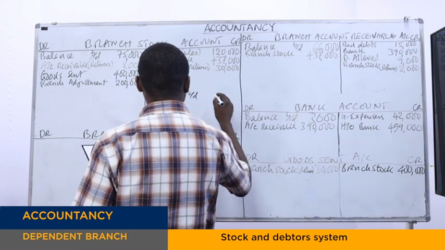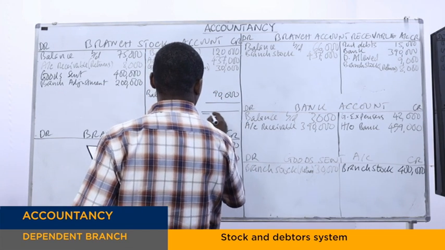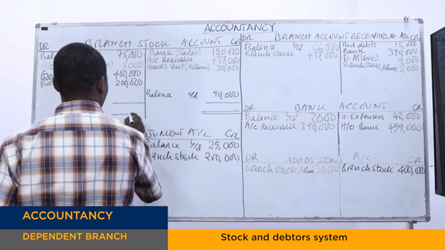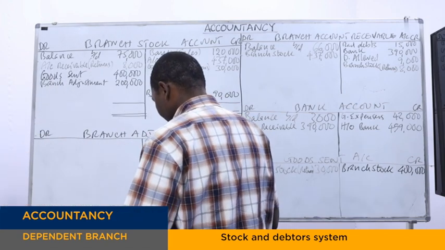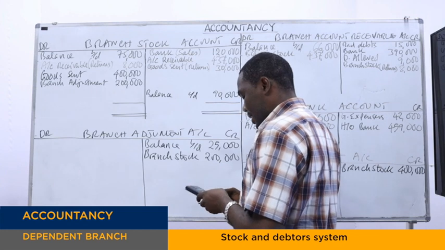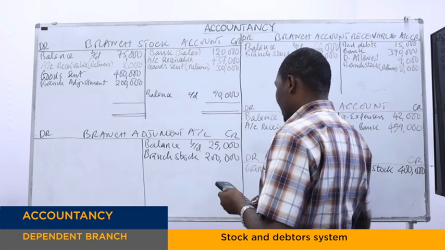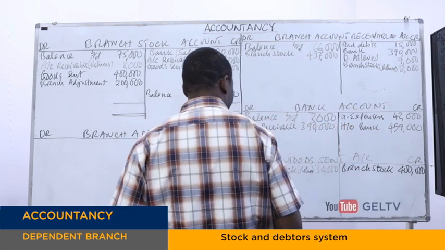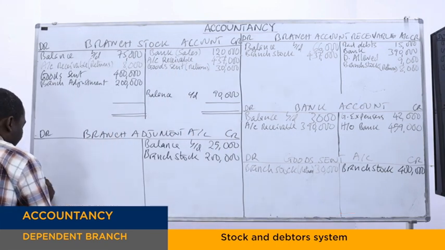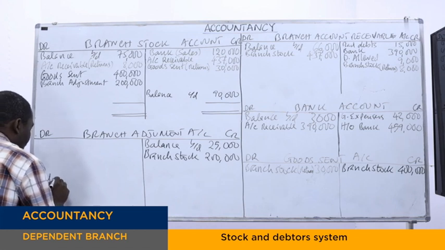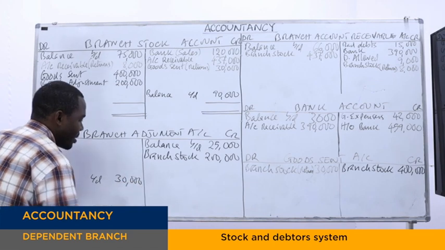So inventory, we have 90. Remember also to adjust this. 90,000 times 1 over 3 to get the profit loaded, because this is at selling price. So the profit loaded is 30,000, which is also going to be adjusted here as an unrealized profit. We write here balance c/d 30,000.